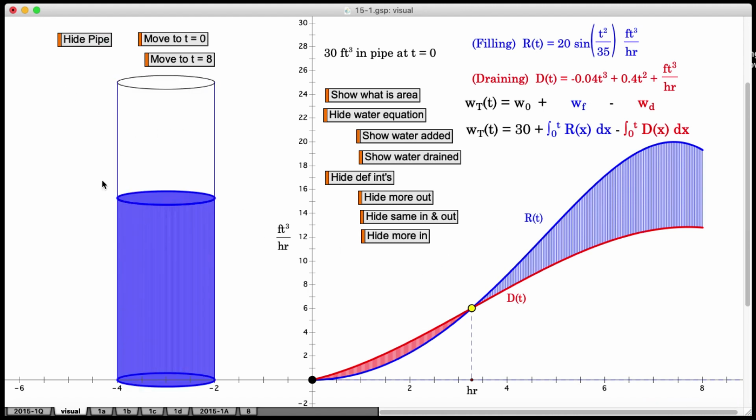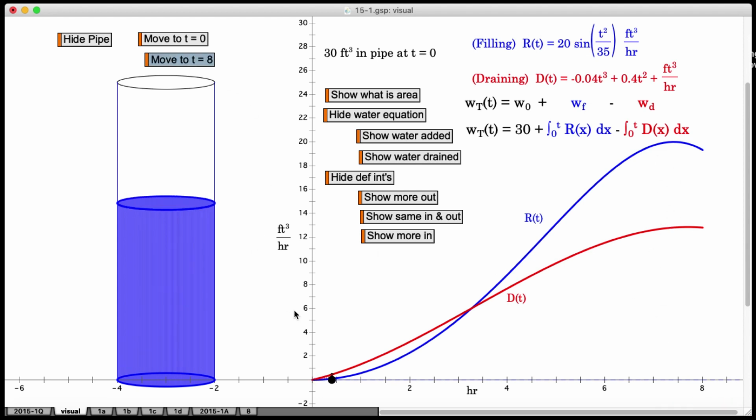So here's the pipe, and here's the initial water in the pipe. There's 30 cubic feet of water in the pipe at time t equals 0. So now let's see what happens. Let me just hide these here. As we move along, you're going to see that the water is going to drain out slowly because there's more draining up to this time here. So it's going to get a little lower, not much, and then it's going to stop for an instant, and then it's going to start to increase, and pretty fast, because there's a lot more water flowing in than is being drained out.